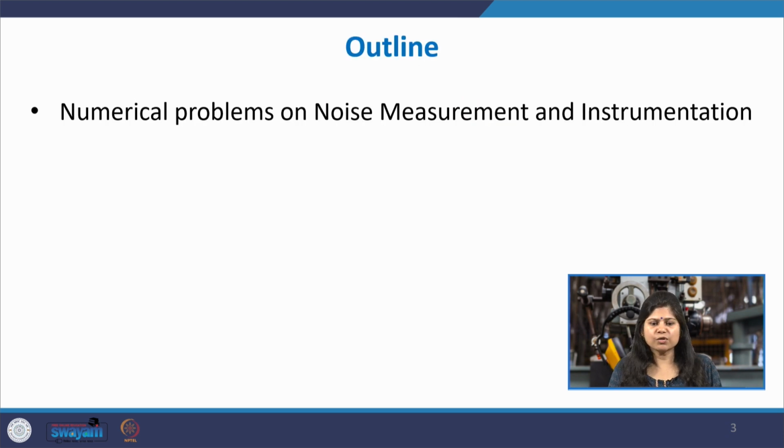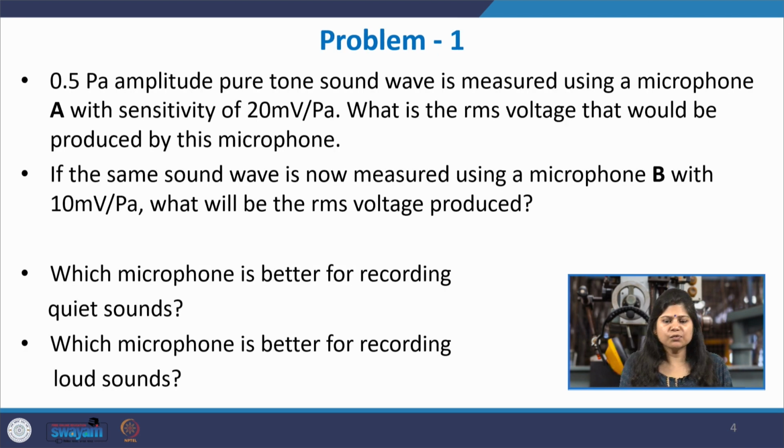So, in this lecture, based on the understanding of the previous 3 lectures in this particular module, we will see some numerical problems on noise measurement and instrumentation. So, let us see the first problem. Here it is given a 0.5 Pascal amplitude pure tone sound wave is measured using a microphone A with sensitivity of 20 microvolts per Pascal. What is the RMS voltage that would be produced by this microphone? So, let us first solve the first part of this problem.